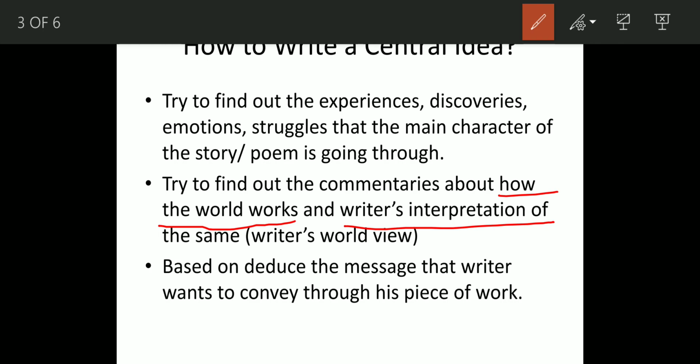He might find it interesting, he might find it somehow disinteresting, he might find some selfishness in the world. So there might be his own interpretation at that particular instant that he would be going through, and he expresses it through that piece of work, and what he wants to convey is the central idea. So what you do, you find out the commentaries about how the world works and the writer's interpretation of that, the worldview.